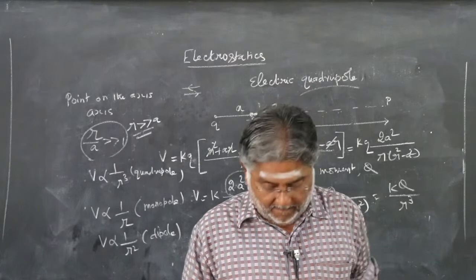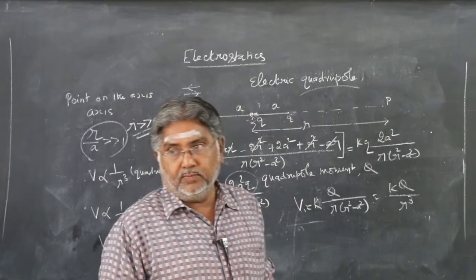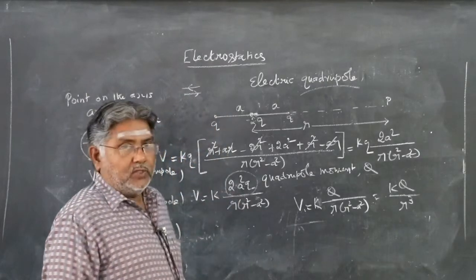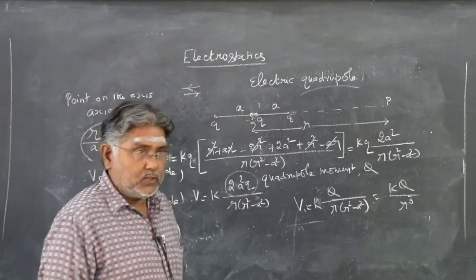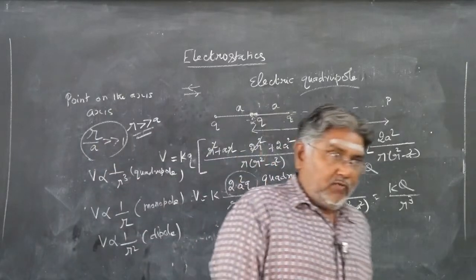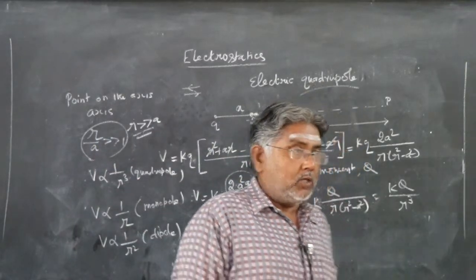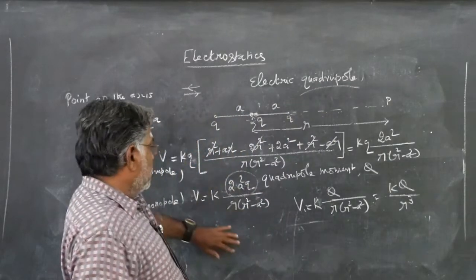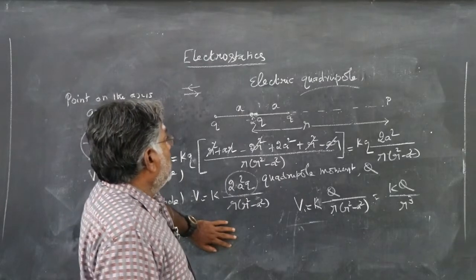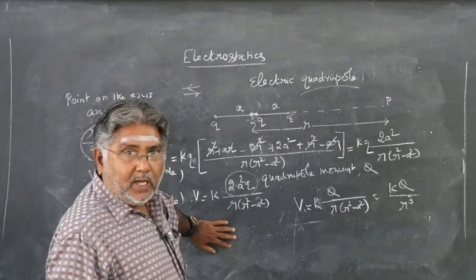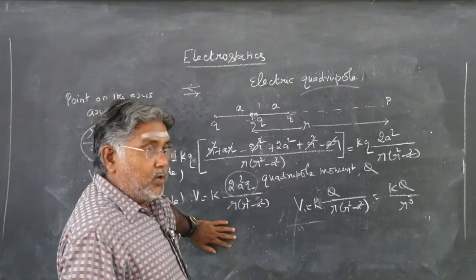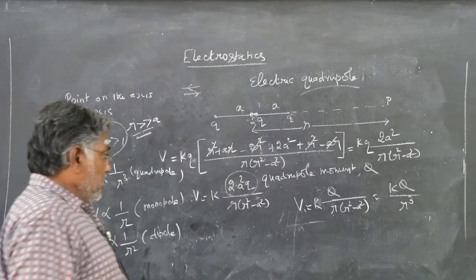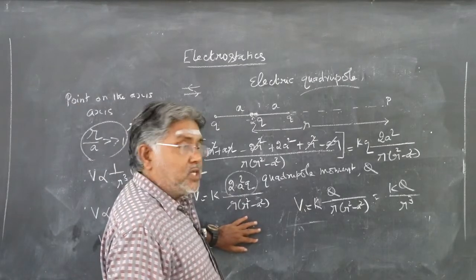Now we see how to find the electric field due to a quadrupole at an axial point, when the point is on the axis. We want to find the electric field due to a quadrupole at a point on the axis of the quadrupole. We can proceed from the last lecture. We already found the electric potential due to a quadrupole at an axial point; we have studied how to find the potential.